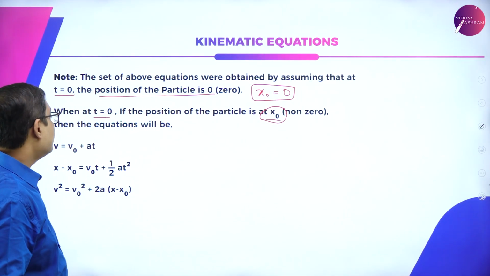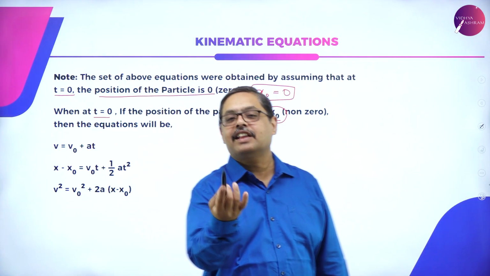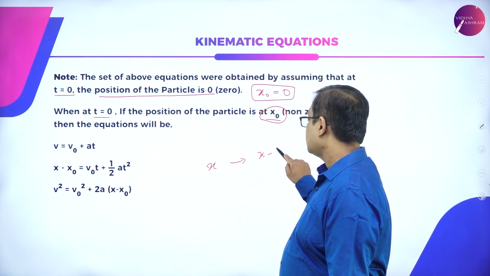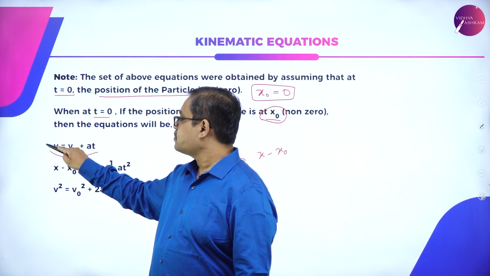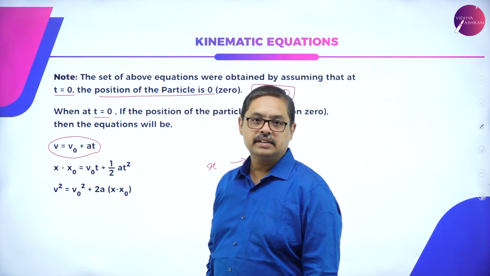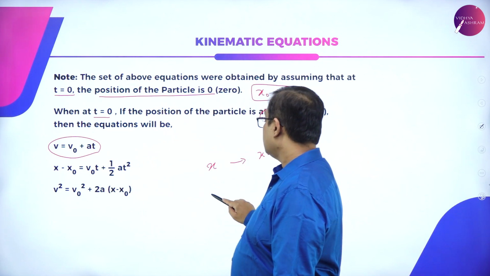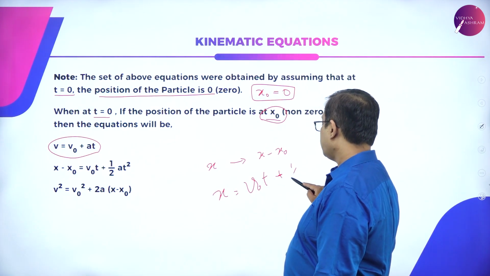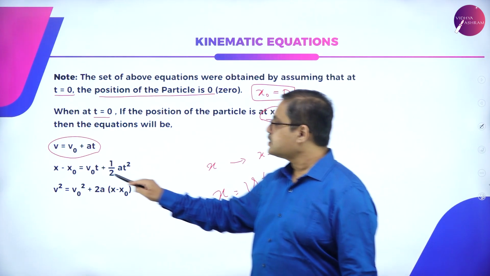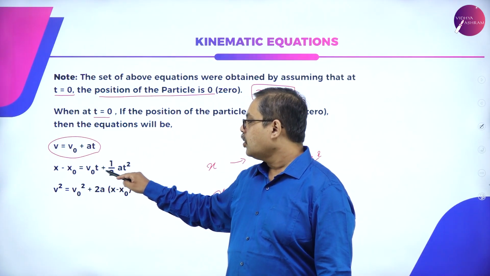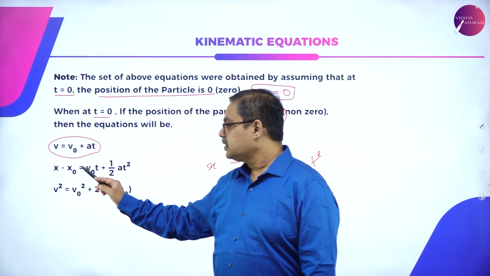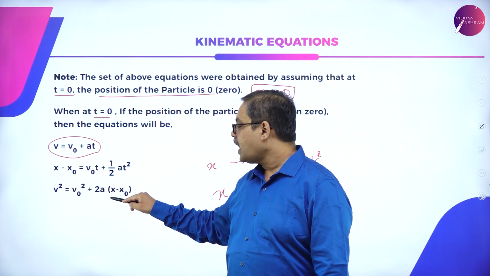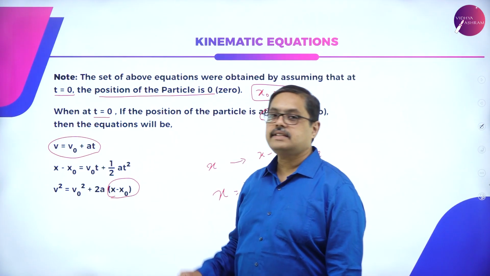What will happen then? Wherever there is displacement, instead of x you will have to write x minus x naught. First equation, there is no change because displacement is not involved here, there is no x. The second equation, it was x is equal to v naught t plus half at square. This changes to x minus x naught equals v naught t plus half at square. Similarly, third equation changes to v square equals v naught square plus 2 into acceleration into x minus x naught.